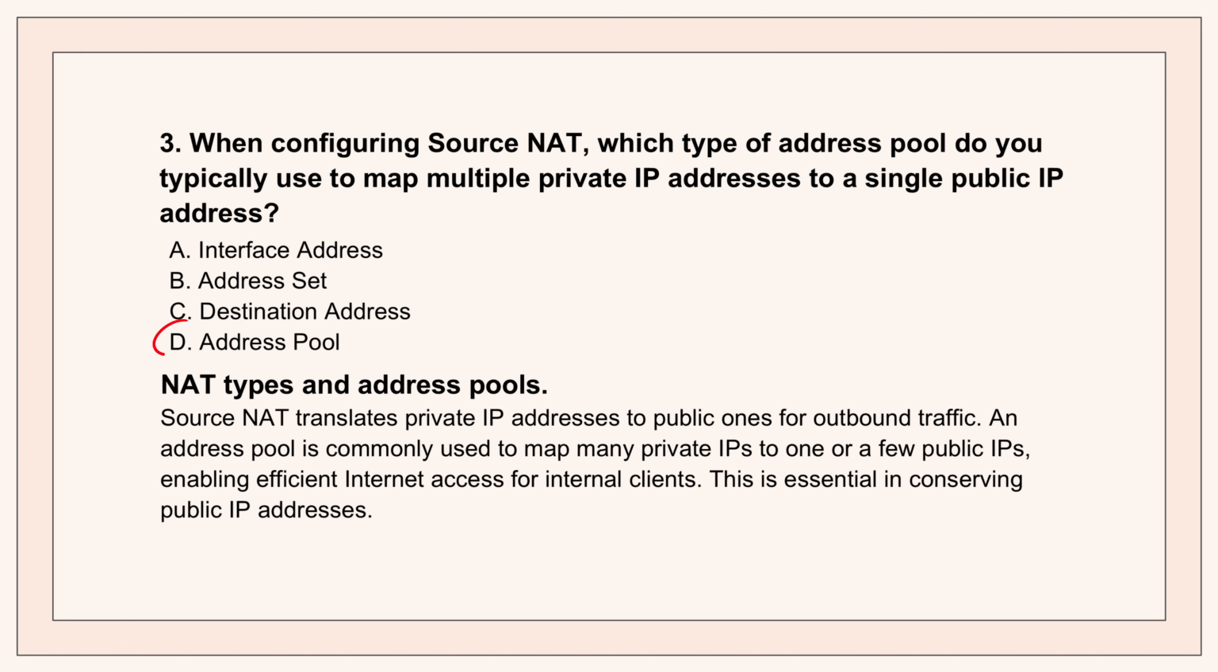This achieves two critical things. First, it significantly helps with IPv4 address exhaustion, the big one, meaning you don't need a unique public IP for every single device on your internal network. Second, it adds a crucial layer of security by hiding your internal network topology from the outside world. An external attacker can't easily see or directly target individual internal devices, only the public-facing NAT address.